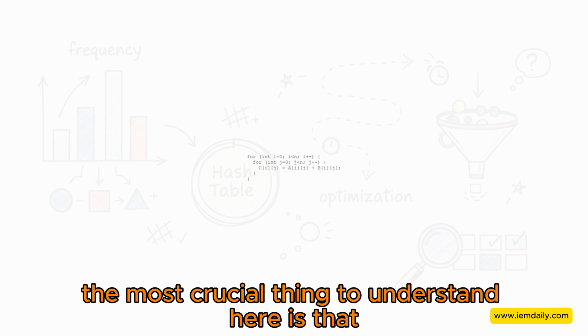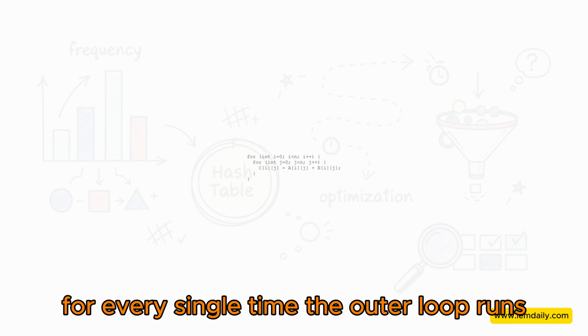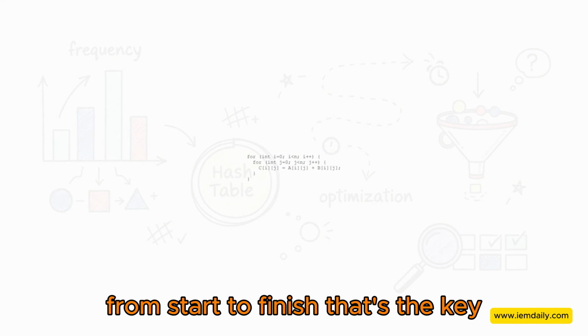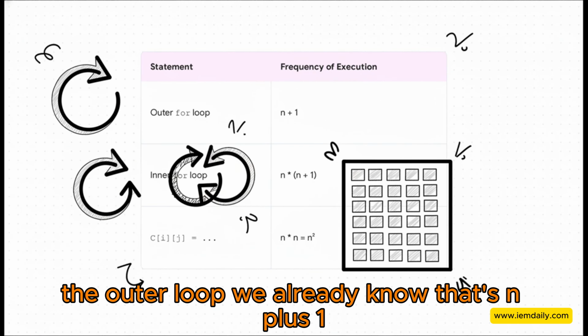The most crucial thing to understand here is that for every single time the outer loop runs, the inner loop has to run completely from start to finish. That's the key. Let's apply our counting rules again. The outer loop, we already know that's n plus 1.